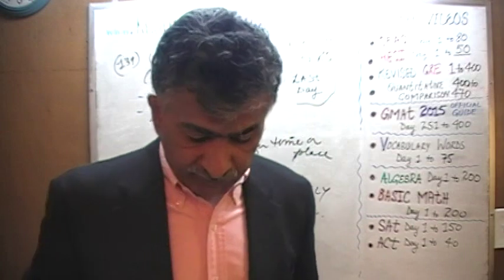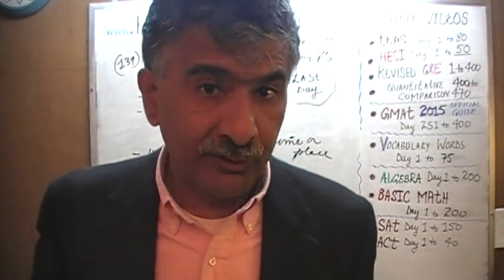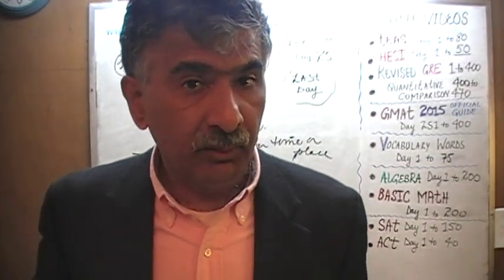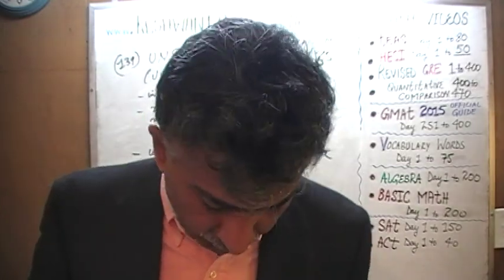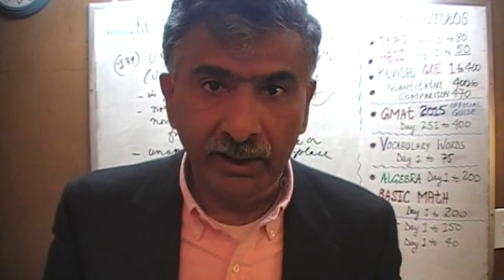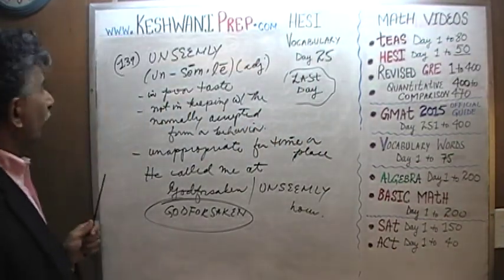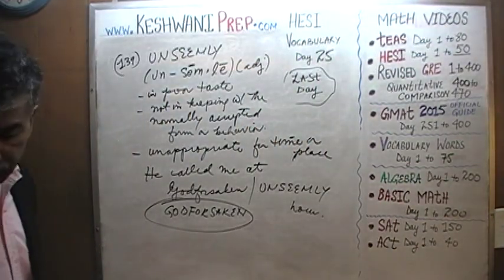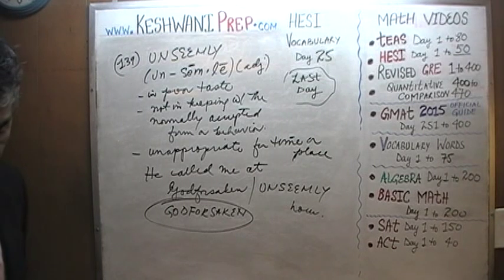Let's learn the last word, which is also related to untoward and unseemly. They are all synonyms of each other. They are all related to each other. And like I said, 139 and 140 are not in the book. We're just learning them just for the hell of it. 140. We need the room. I'm going to have to erase everything.